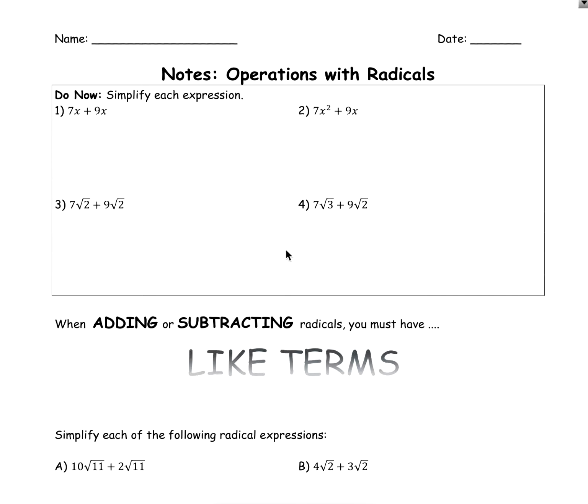Looking at number 1, we have 7x plus 9x. These are like terms because they have the same variable, and the variable has the same exponent. So we would just add 7x plus 9x, and what we would get would be 16x, because 7 plus 9 is 16. Number 2, we have the same variables, but number 2 has 7x squared and just plain old 9x. So these are not like terms because their variables do not have the same exponent. So this would just stay 7x squared plus 9x. Can't do anything with that.